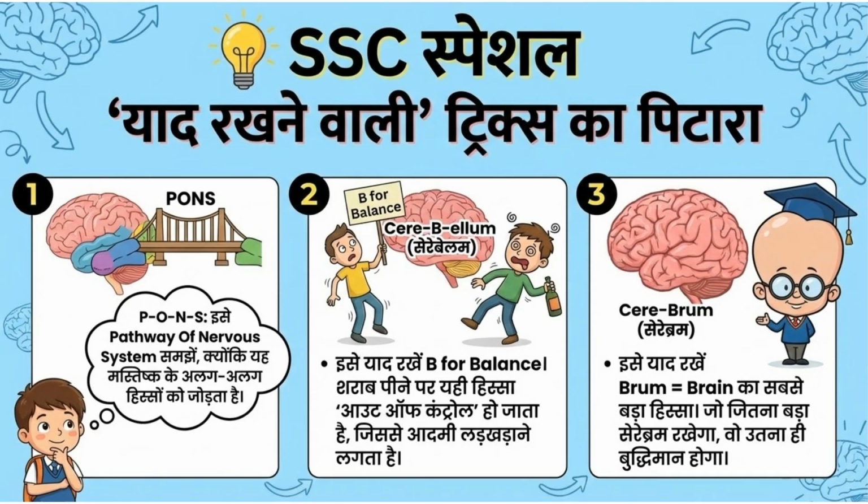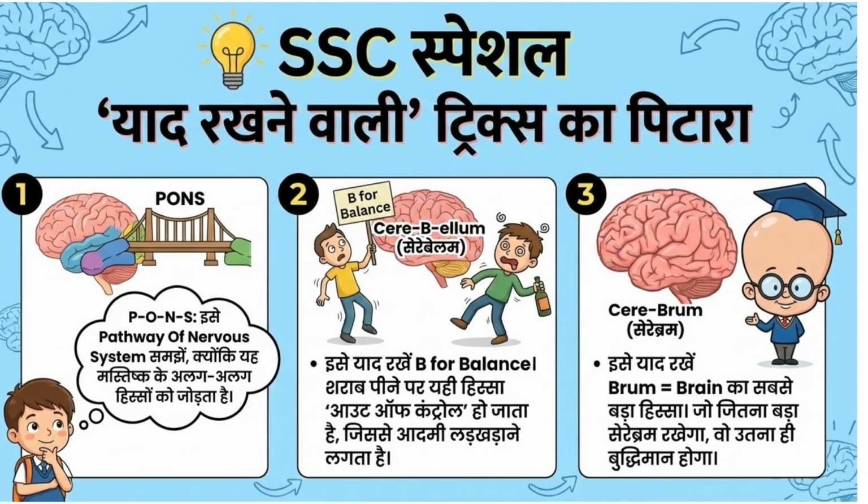Here are some SSC special tricks to remember key parts. PONS stands for Pathway of the Nervous System, connecting different parts of the brain. Cerebellum's B is for balance, which is affected by alcohol. Cerebrum's brum is the biggest part, linked to intelligence.